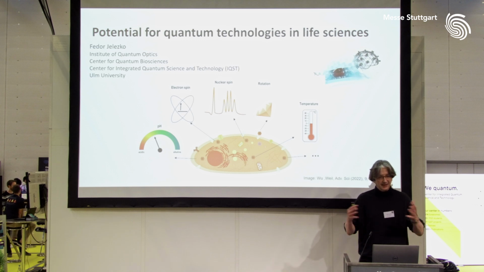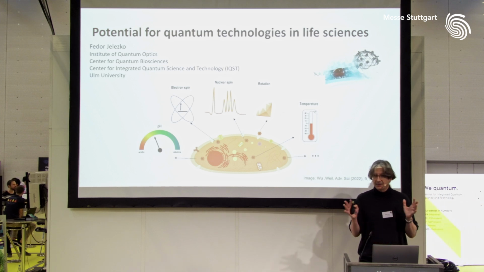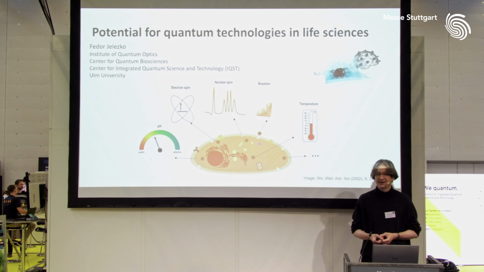So qubits as sensors for the environment inside of cells, that will be the main topic, and we can apply it to a variety of parameters, starting from pH to nuclear magnetic resonance signal, temperature sensing. This is all very exciting, but also very unusual. So it's not the mainstream application of quantum sensors yet.